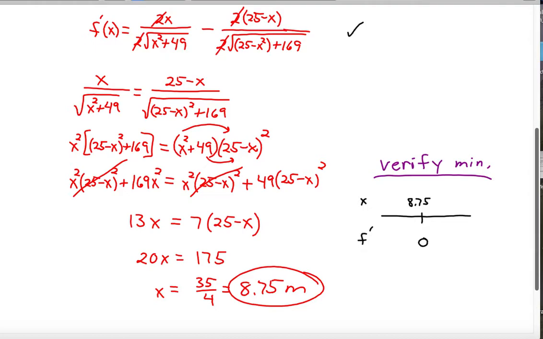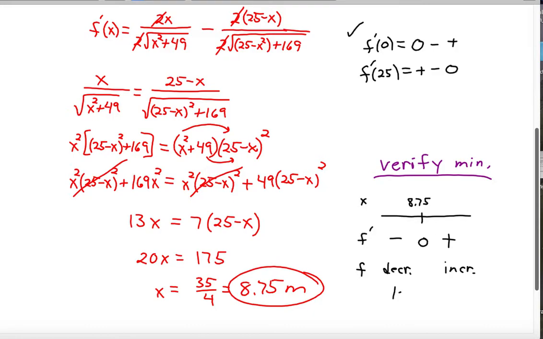Plug it into your derivative. I can see that f prime of 0, though, is going to give me, my first fraction will be 0 minus, and my second fraction will wind up being a positive number. So I'm going to get a negative answer. And then if I pick a number bigger than 8.75, like let's say 25, then I'm going to get some positive number minus 0. So that's positive. So this tells me that f is decreasing on this interval, then it levels off, and then it's increasing, which means we have a local minimum.